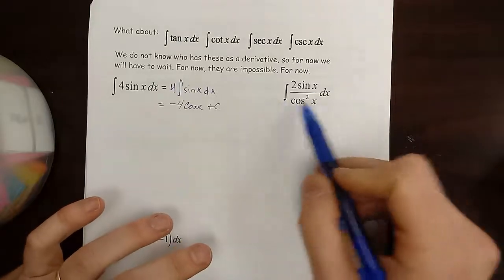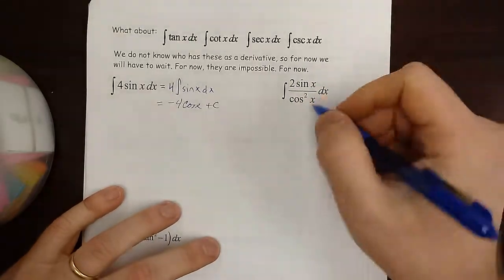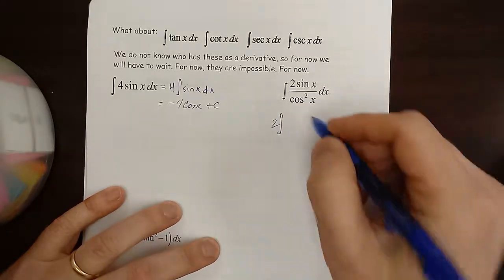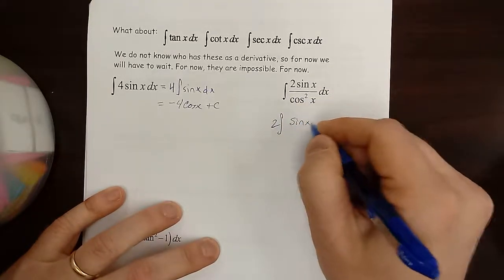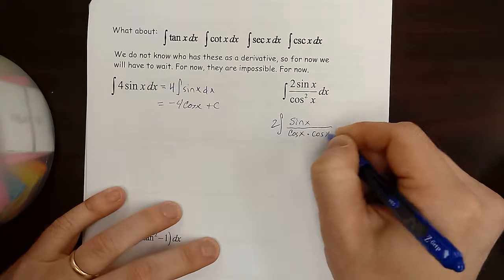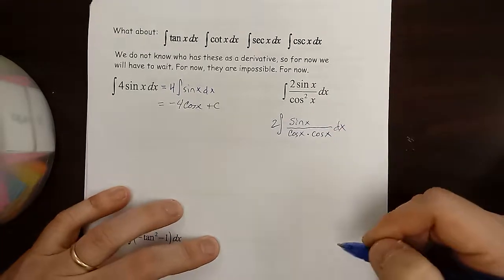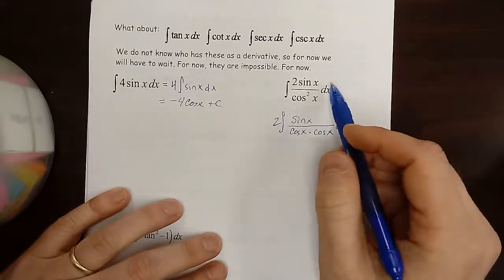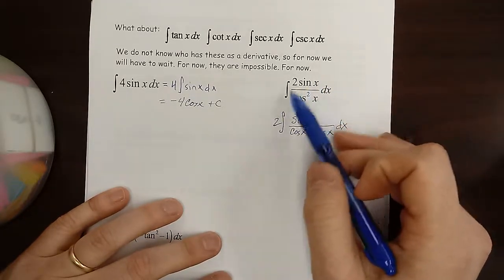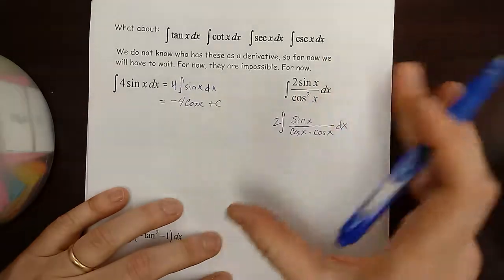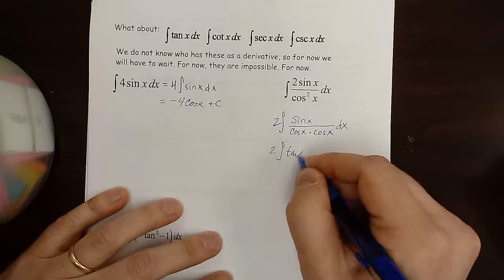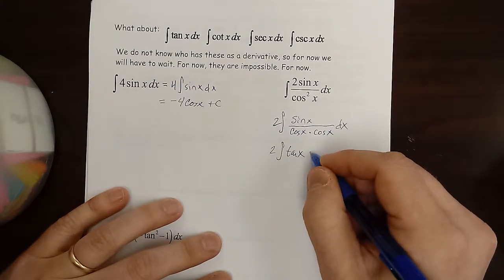This one, the way this looks right now, we don't have a way to handle that. We're going to need to change the way it looks. So I'm going to pull a 2 out front. That, I imagine, will be good. Then I can think about this as sine x over cosine x times 1 over cosine x. I'm doing this on purpose because I know what's going to happen. Just like we had to do in pre-calc or in trig, it's about taking things like this and breaking them apart and finding relationships. I know that sine over cosine is equal to tangent. I know that 1 over cosine is equal to secant.